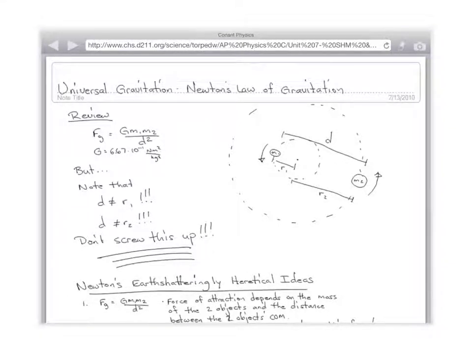All right, so today we're talking about Newton's law of gravitation. This is universal gravitation, the gravity that applies everywhere in the universe. And here's how it works. You know from last year, it's actually G M M over d squared that is the force, not r.